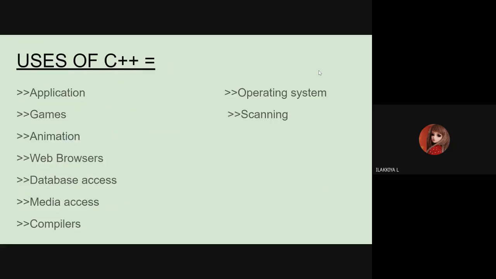Then the next one is uses of C++. C++ is used in applications, games, animations, web browsers, database access, media access, compilers, operating systems, and scanning. What are the applications of C++? Where is C++ used in applications? C++ is used for development of new applications.